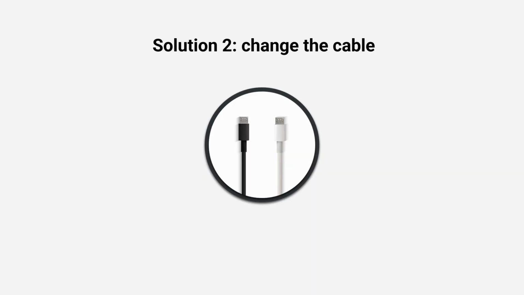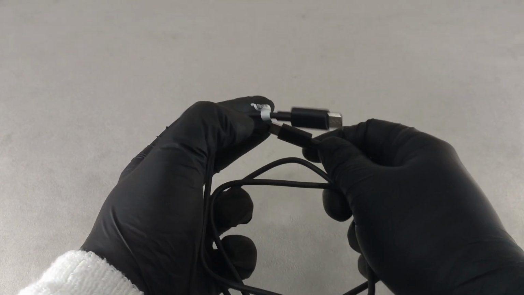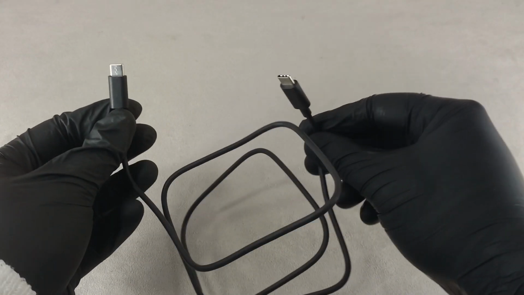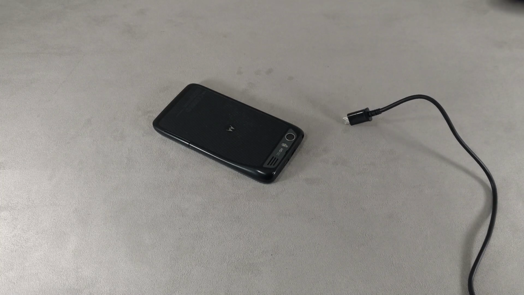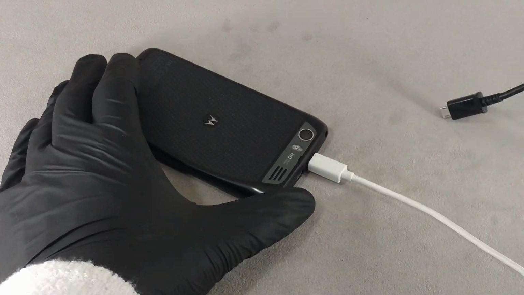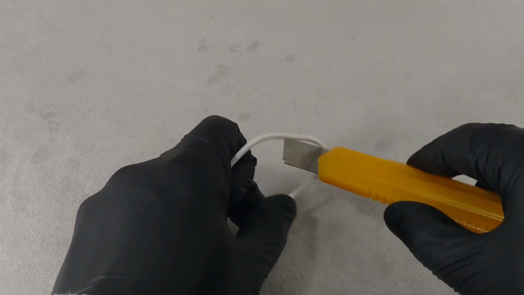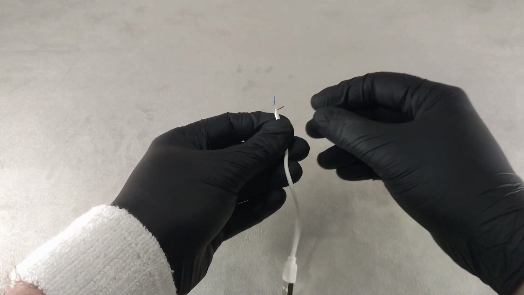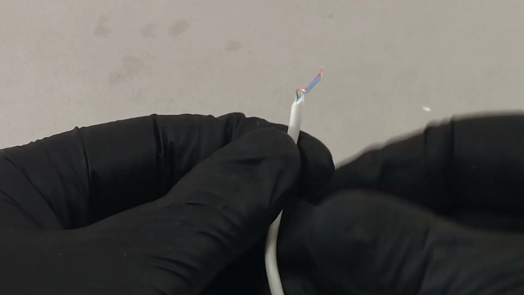Solution 2. Change the cable. For wired connection, it is better to use original USB cable coming with the phone, as cheap USB cables often have faulty data transfer. Manufacturers of such USB wires save on materials and add only 2 wires instead of 4. Therefore, replacing the USB cable often helps to solve the wired connection problem.